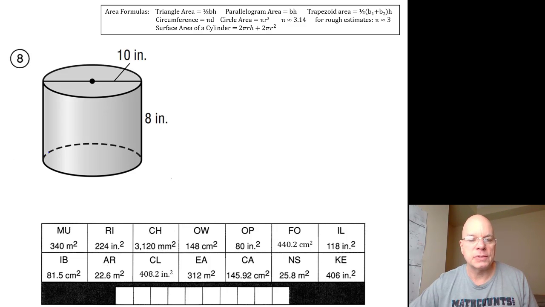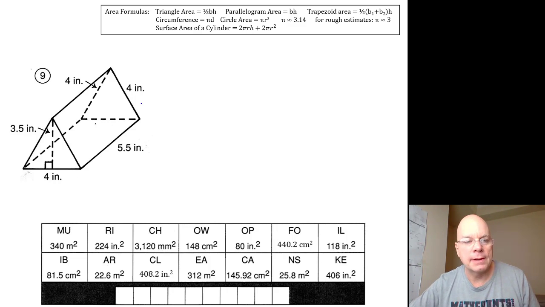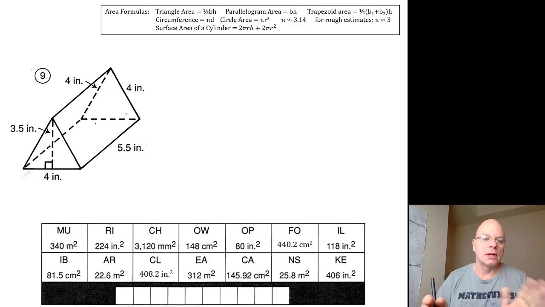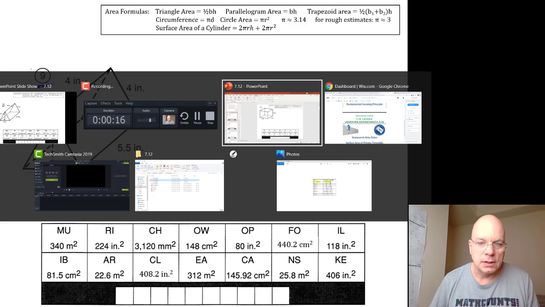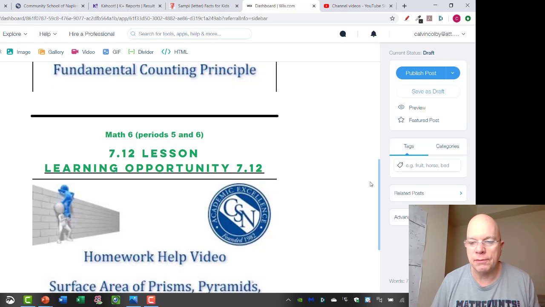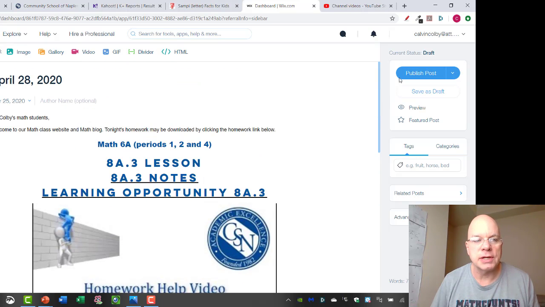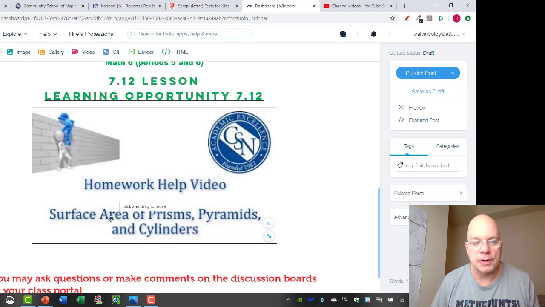There's another cylinder, so use the surface area formula for cylinders, but be careful when you're substituting the values to make sure you're substituting the height and the radius. And then this one is another triangular prism, just not shown with the triangles as the top and the bottom, but that's very much like ones we did last week. And this one happens to be the one that I do on the homework help video, so don't forget, you click on today's blog entry and you scroll down to your class period, you'll see there's a video there helping you with number 9.